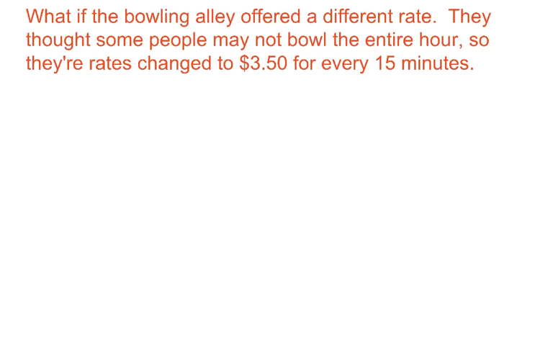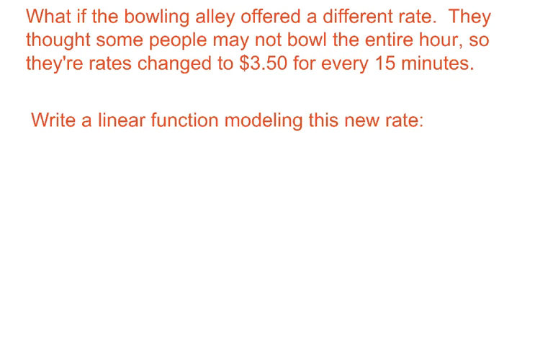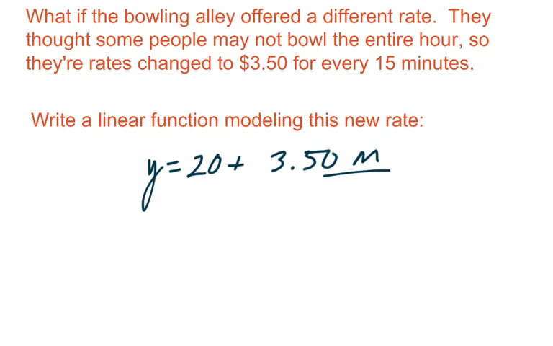Then we have to look at the possibility of the situation changing. Maybe the rate changes. In this case, that same bowling alley understands that some people don't bowl the whole hour, so maybe they want to pay a little bit less. So that same bowling alley offers a different rate. They offer every 15 minutes you can pay $3.50 as opposed to every hour paying $10. So we need to write a linear function to model this new rate. Well, that's going to be the same cost to rent the lane plus $3.50 for every minute divided by 15.